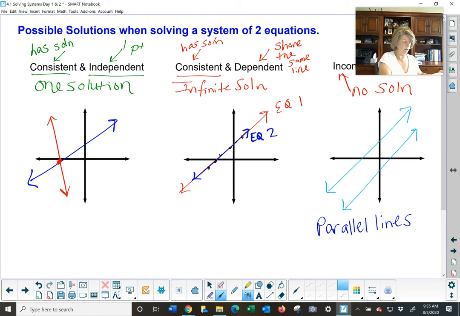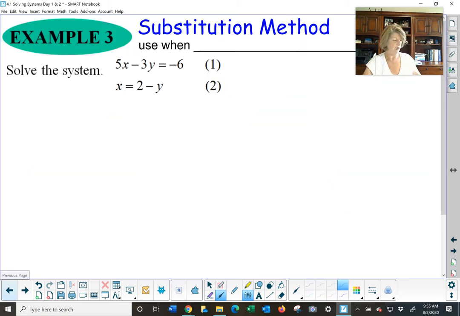All right, let's go on to that example 3 that I was getting to come up on the screen earlier, and that will finish our work for the day. The rest of it will hit tomorrow. So the substitution method can be used when one equation is solved for a variable. So that's kind of how we get it started.